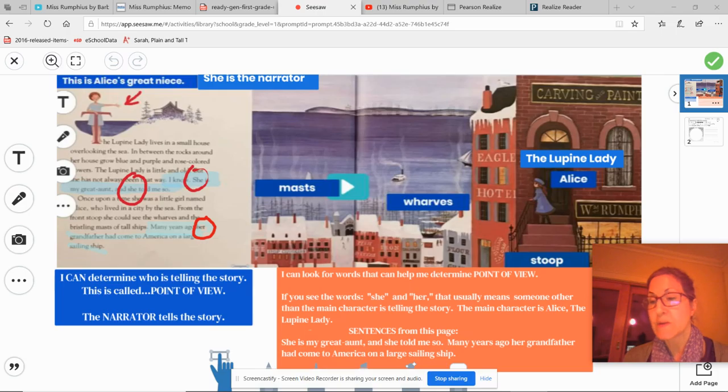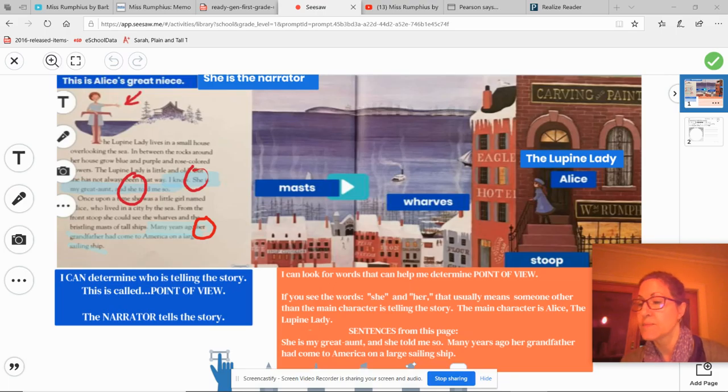So there are a couple I would like to talk about. Sometimes a story can be told from the point of view of a character in the story, and sometimes the story can be told from the point of view of someone who is not really a character in the story. We call these people narrators. Can you say that word? Narrators? Very good.